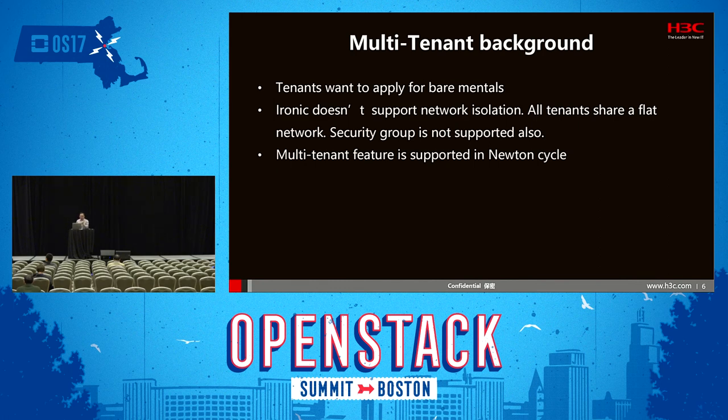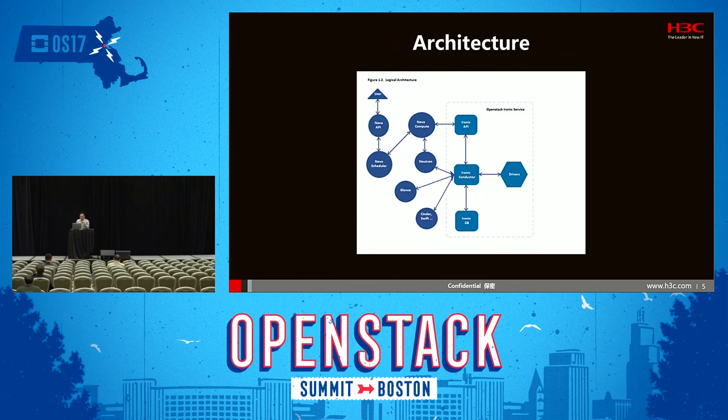Let us talk about multi-tenant. This diagram looks good, but there's something we should deal with, because before the Newton cycle, in fact, Ironic conductor can only support flat network mode. So all the networks can communicate with each other.